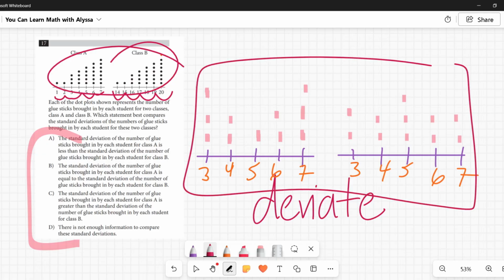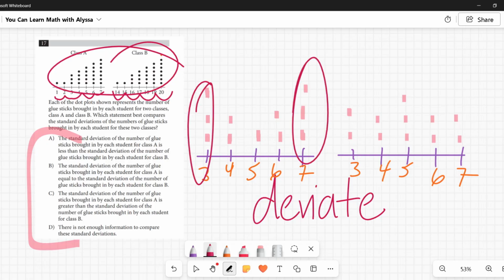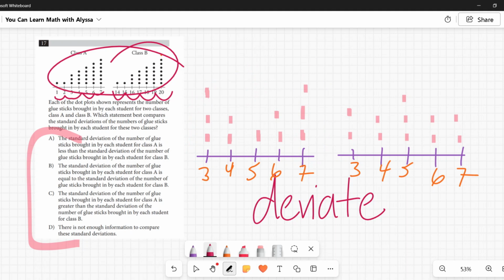If they are each symmetrical, and the numbers at the bottom are the same, then the one that is more center-based will have the lower standard deviation. The one that has more points on the outside will be the higher standard deviation. It is deviating more from that center point. And that's really all you need to know about standard deviation for the SAT. You know that. You're going to be able to very quickly answer these questions when they throw them at you. And again, the answer for this one is B. The standard deviation for both A and B, they are equal.